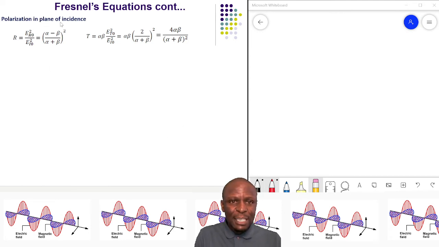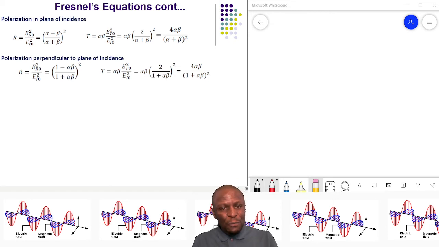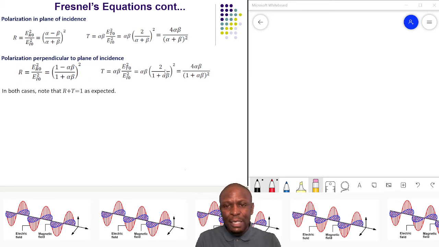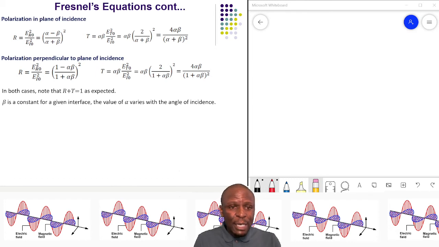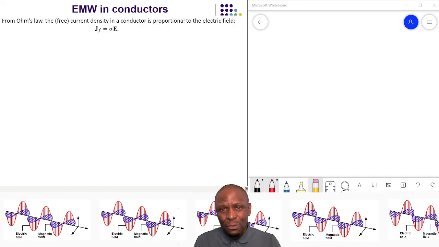Now, in terms of the polarization in the plane of incidence, the reflectivity is going to be given by this equation, and the transmittance will be given by this equation. Now, in terms of the polarization perpendicular to the plane of incidence, the reflectivity is given by this equation, and then the transmittance is given by this equation. And of course, in both cases, note that R plus T is equal to 1. What is also important is that B is a constant for a given interface, because B depends on the refractive index, but the value of alpha varies with the angle of incidence.